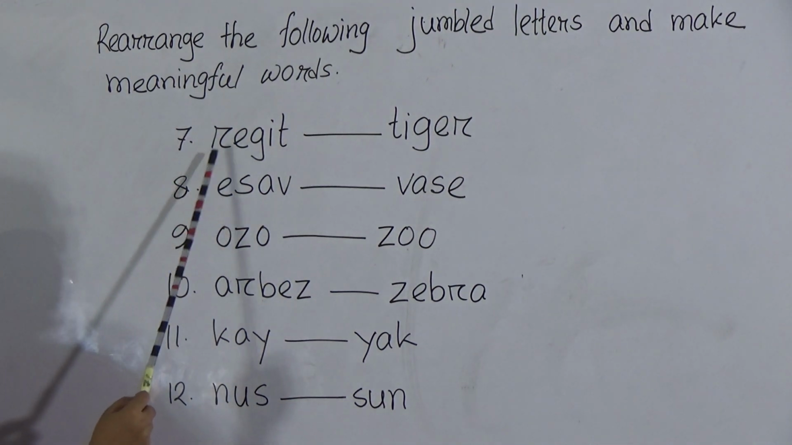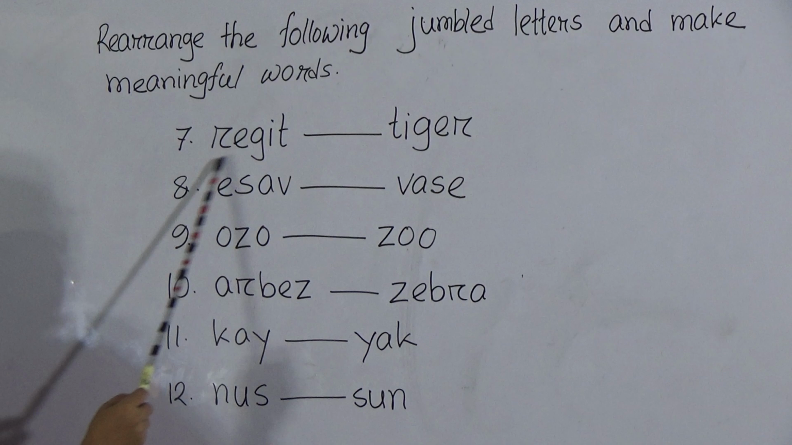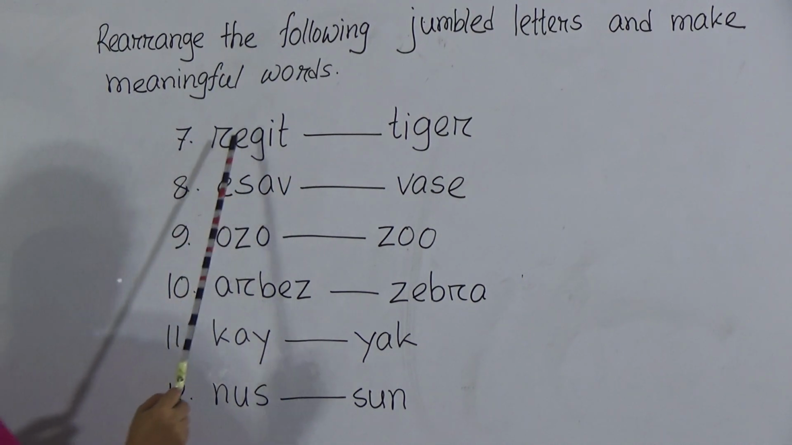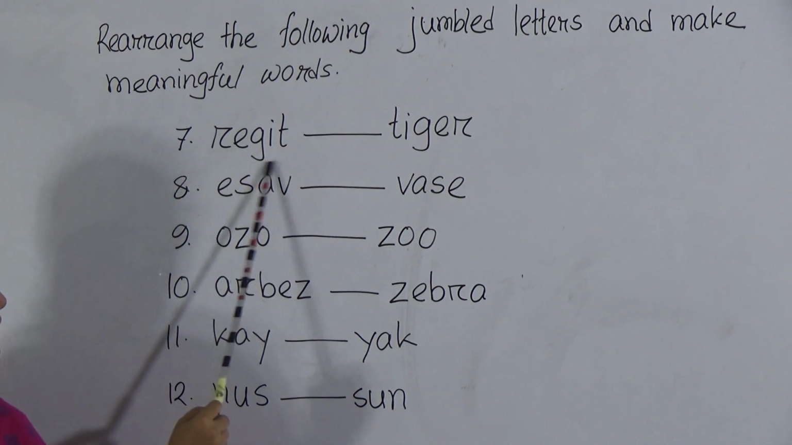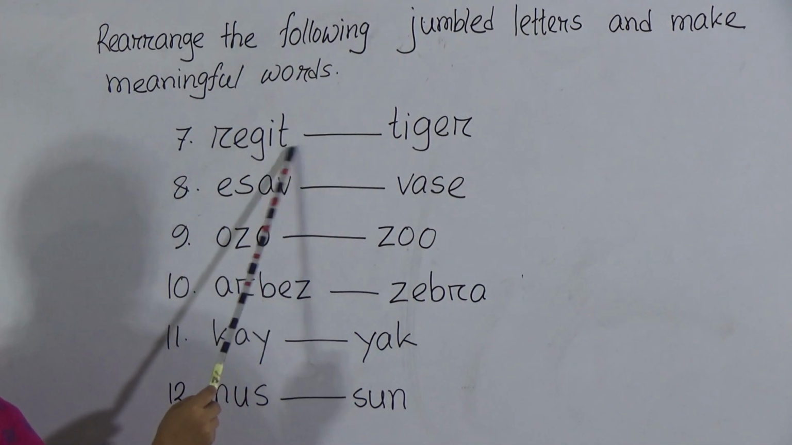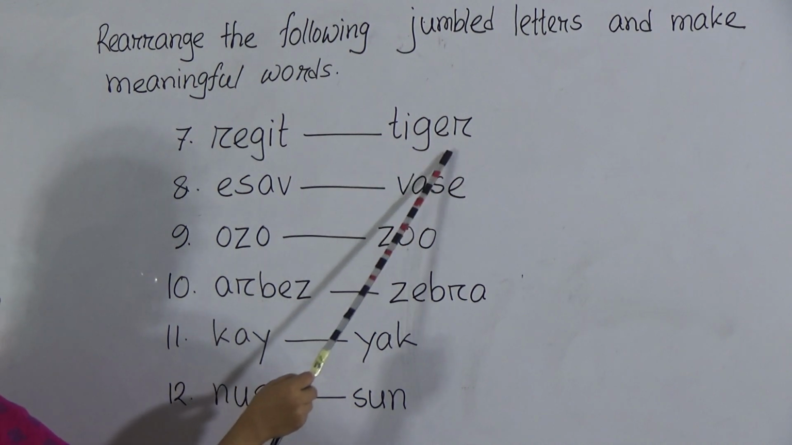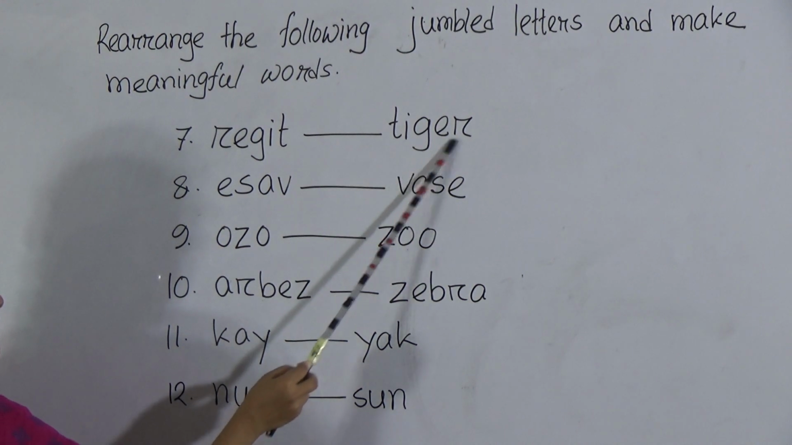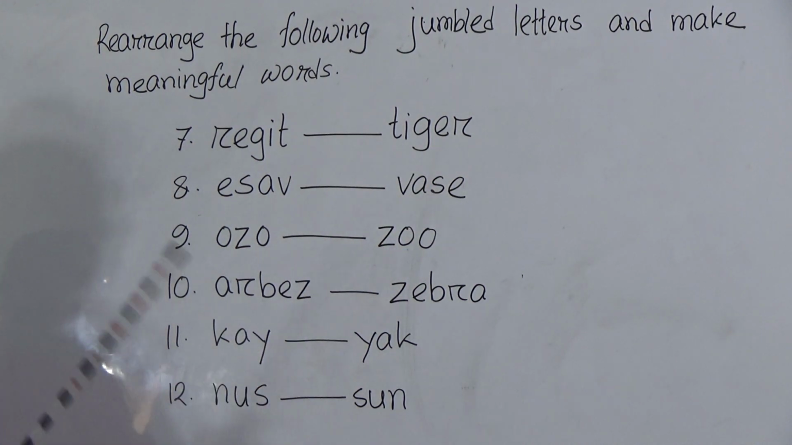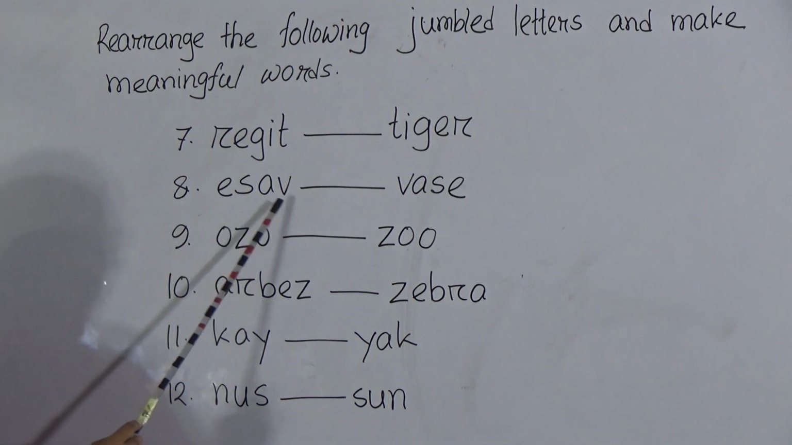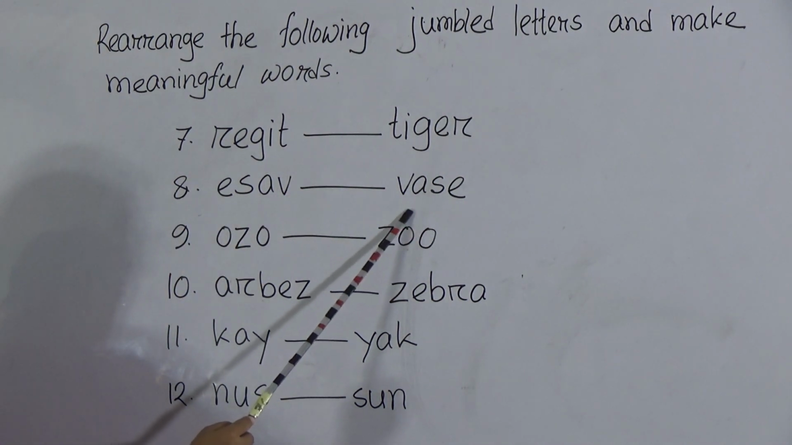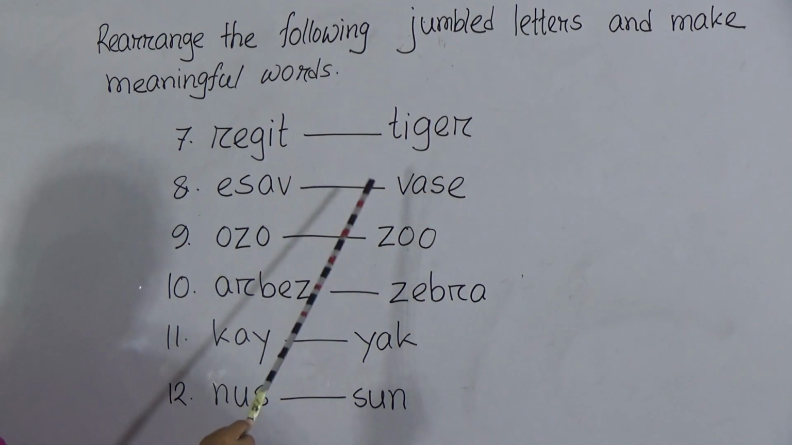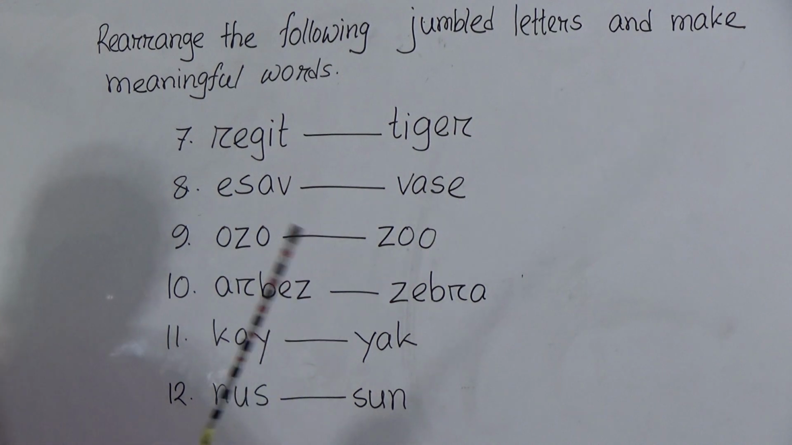Number 7, R-E-G-I-T. It doesn't mean anything because the letters are just jumbled here, and if we rearrange the letters, then we will get the meaningful word tiger. T-I-G-E-R, tiger. Number 8, E-S-A-V, vase. V-A-S-E, vase.